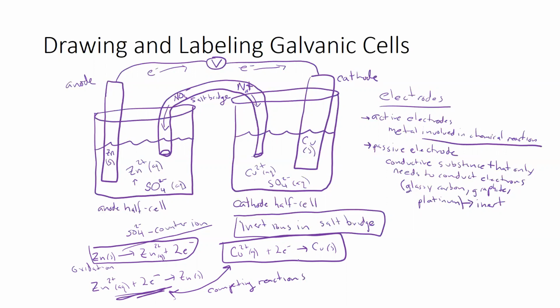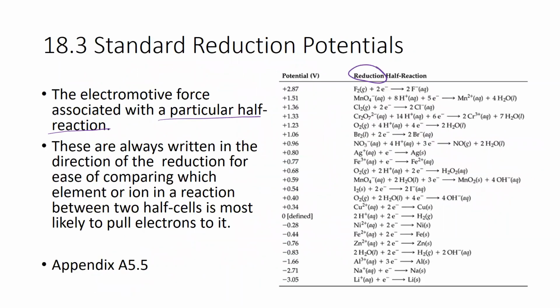Okay? In those competing reactions, the one that wants to be reduced more is the one that wins. And so how do we get those? Well, that's where we have this table of standard reduction potentials, okay? And so you can compare which of those reactions is more likely to occur, the reduction of copper from copper 2 plus to copper solid, or the reduction of zinc from zinc 2 plus to zinc solid.